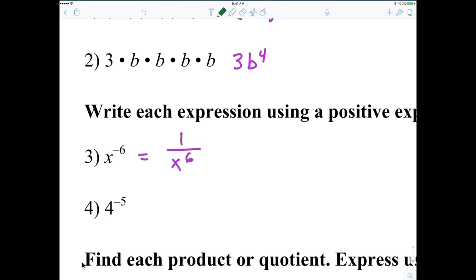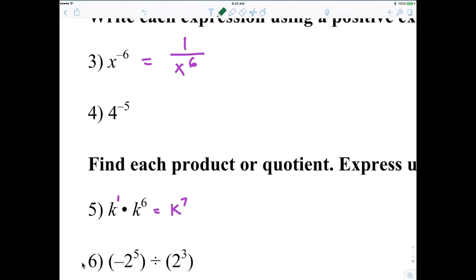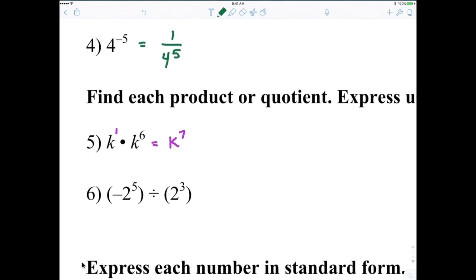Now reviewing the notes for negative exponents. Remember, if it was a negative exponent, you just have to move it. Because it's 4 to the negative 5, that would simplify to 1 over 4 to the 5th. Everybody good with that? All right, let's continue on.